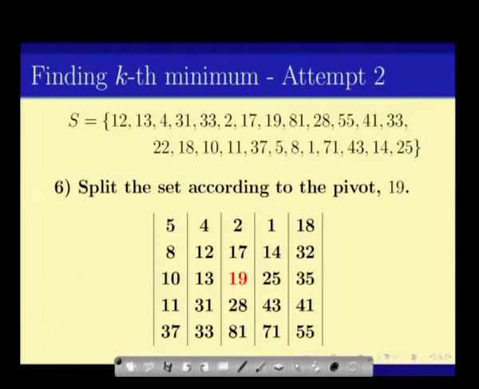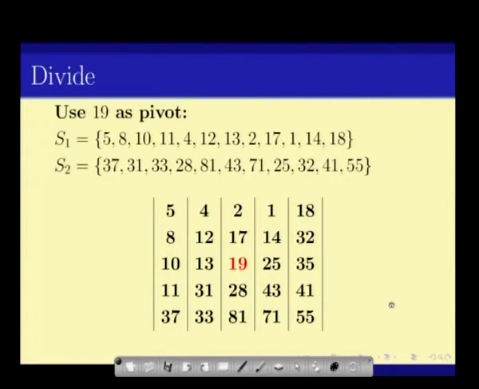So, we can use 19 as a pivot. Say we use 19 and split this set S. So, we split S into 2 parts, S1 and S2. S1 just contains all the elements that are less than 19 and S2 contains all the elements that are greater than 19. One thing to note is that all the blue points are in S1 and similarly all these green points are in S2.